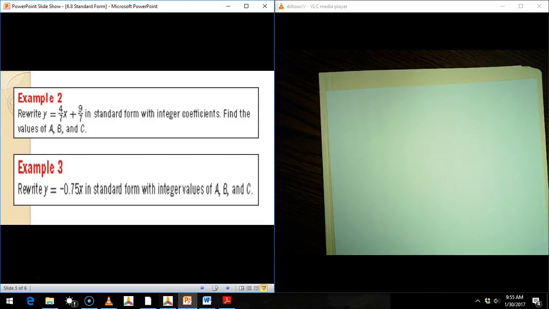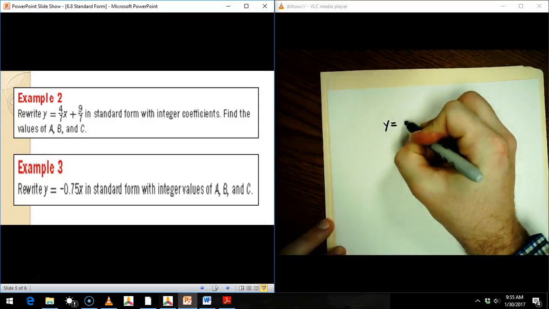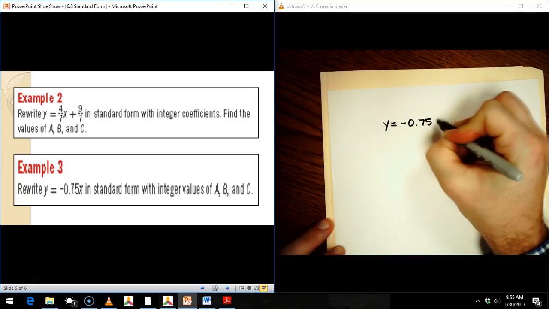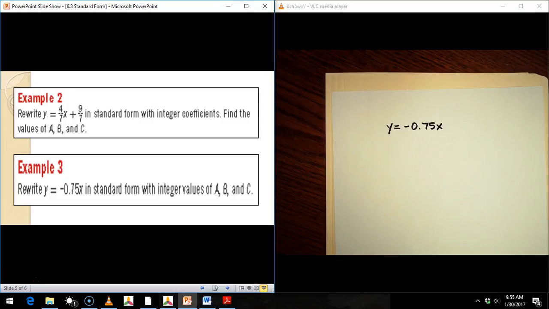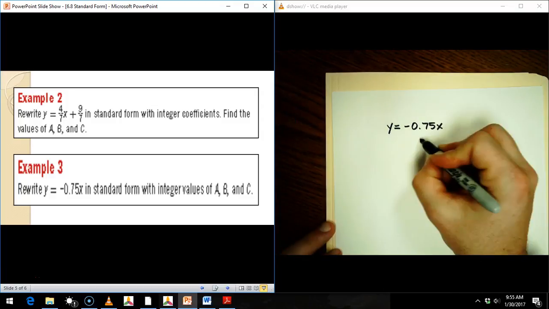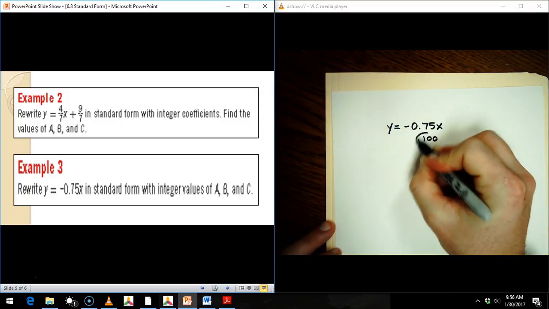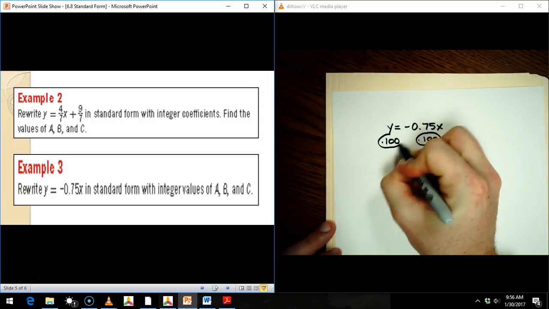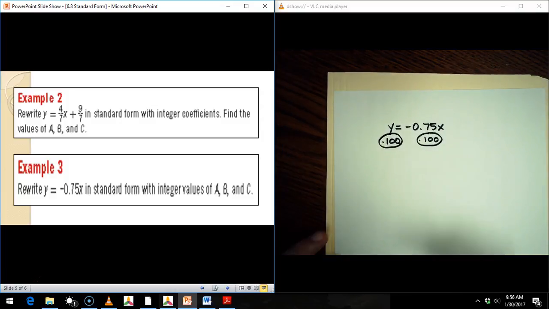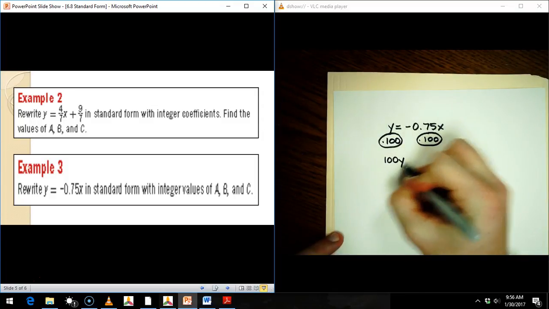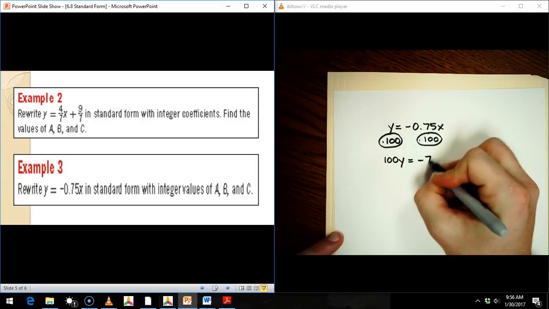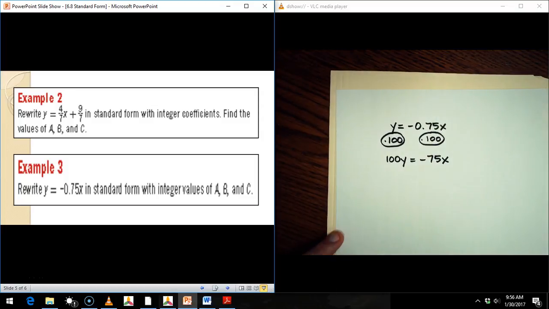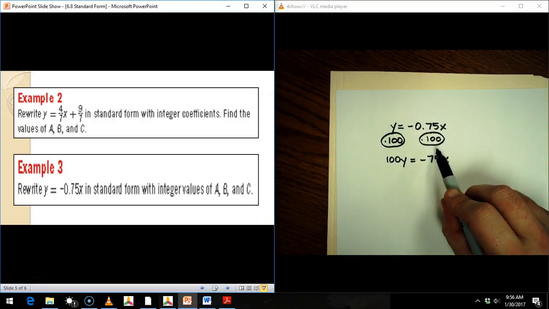For example 3, I have y equals negative 0.75x. So that's in slope-intercept form. It wants standard form with integer values of a, b, and c. Easy way to multiply to get this into integers: move the decimal place 2 places to the right. I'm going to multiply by 100. So that gets me to 100y equals negative 75x. All I did was multiply by 100 because I want to move the decimal place twice to the right.